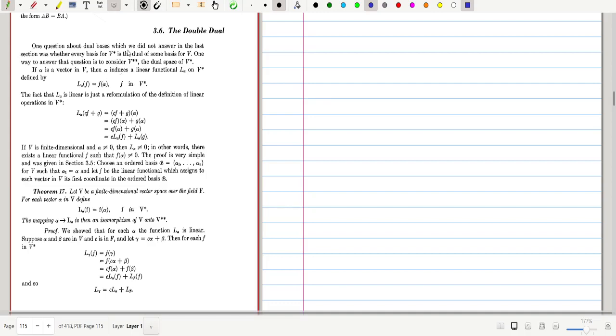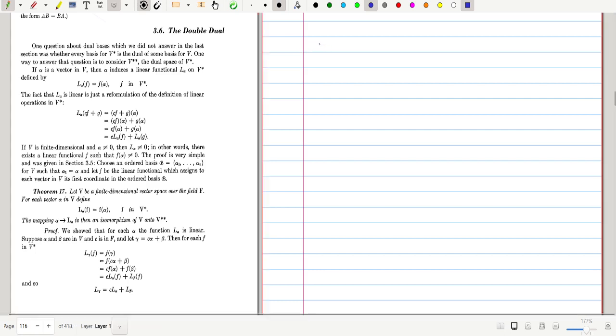Hi all, today we discuss section 3.6, the double dual. In the last class we discussed what a dual basis is and how to obtain a dual basis from a basis of V. Now we have denoted that set as V star.